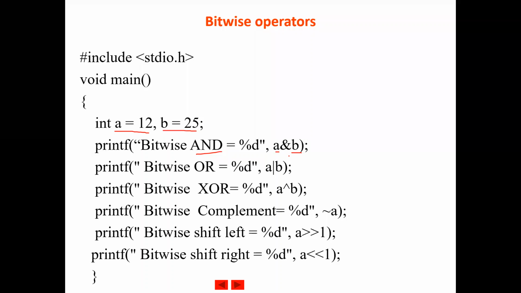In the first example we have seen, we will be getting the output, which will be printed in place of this %d. Now we are performing bitwise OR using the OR operator, and we are performing the bitwise XOR or exclusive OR between A and B. All these three are binary operators, right? After that, we are finding the complement.